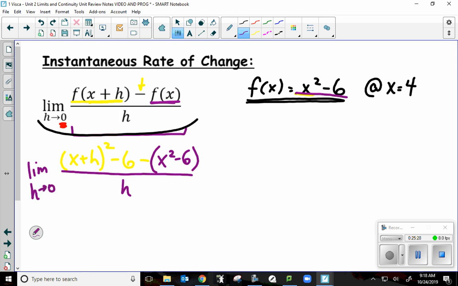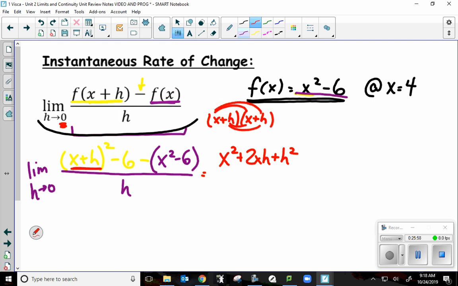Now you're saying, should I put my 4 in for my x's now? I always wait till the end to put my x in. So let me explain this now. I've got to FOIL this. X plus h times x plus h gives you the following: x squared plus 2xh plus h squared. If you didn't know how I got that, I took x plus h and multiplied it times x plus h, and I FOILed it. And that's what I get. I still have my minus 6.